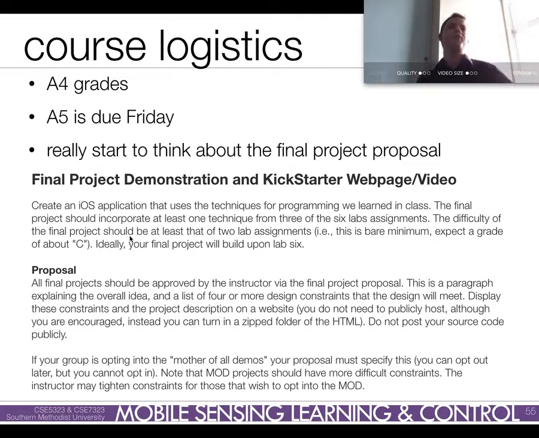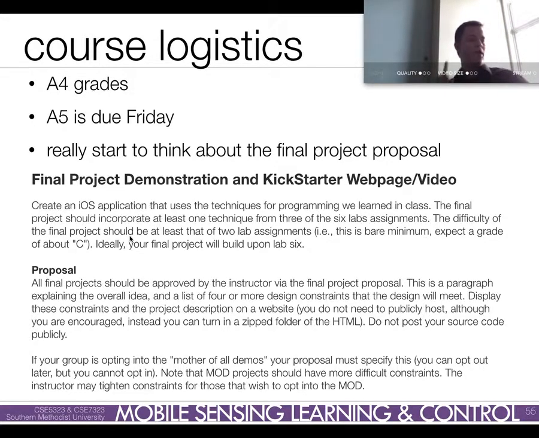The proposal is going to come due with A6. It's a paragraph describing what this application does, kind of what you're thinking about doing, and then a set of 4 or more constraints that your application is going to meet.